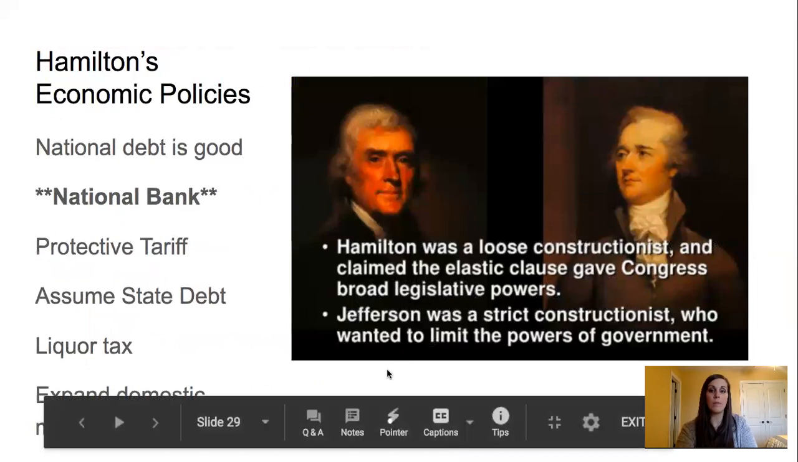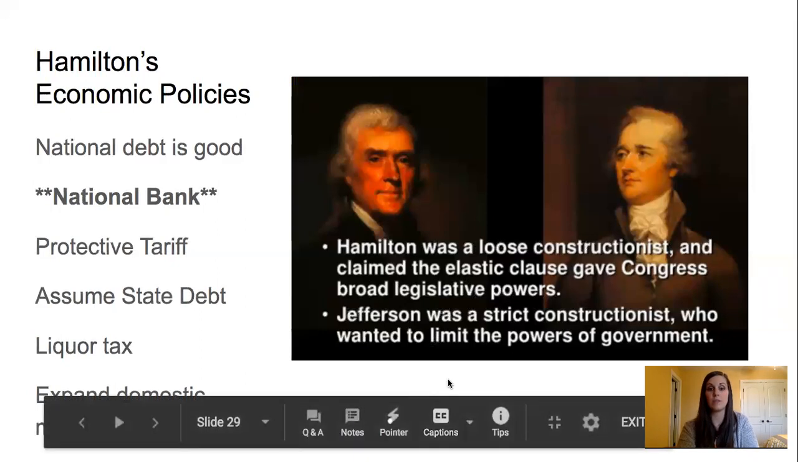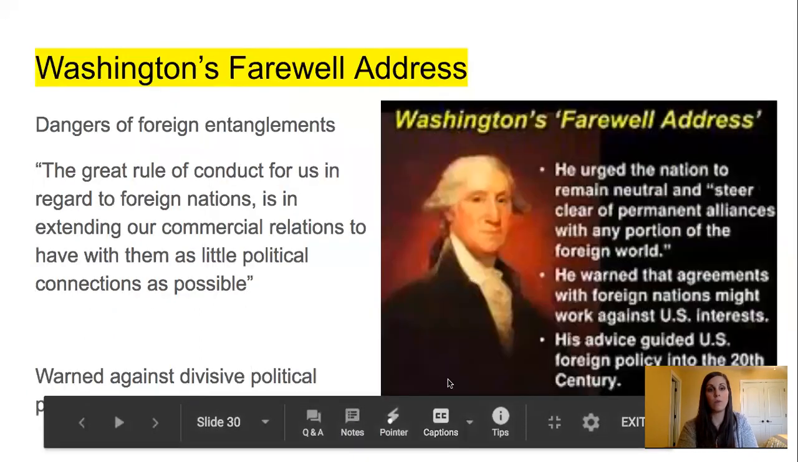Remember also that he was a loose constructionist, whereas Jefferson was a strict constructionist, meaning that's how they interpret the Constitution. So Hamilton is like, well, it doesn't say I can't, so I guess that means I can. Whereas Jefferson was very strict. If it doesn't say word for word in the Constitution that it's allowed, then you can't do it. And that's why he's going to struggle with things like the Louisiana Purchase, because even though it's a great opportunity, it's not in the Constitution. So that's a big difference in the two of those guys and how they view Constitution.